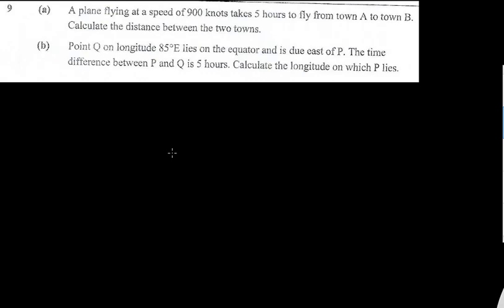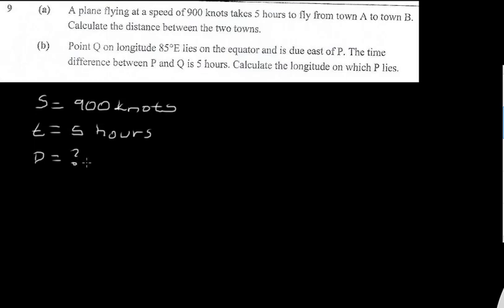Okay, I hope you're not tired. We still have quite a few, we still have a number of questions to go. So let's do question number 9 really fast. So the question is saying, so it's a two-part question as well. The first part, 9A, is saying a plane flying at a speed of 900 knots takes 5 hours to fly from town A to town B. Calculate the distance between the 2 towns.